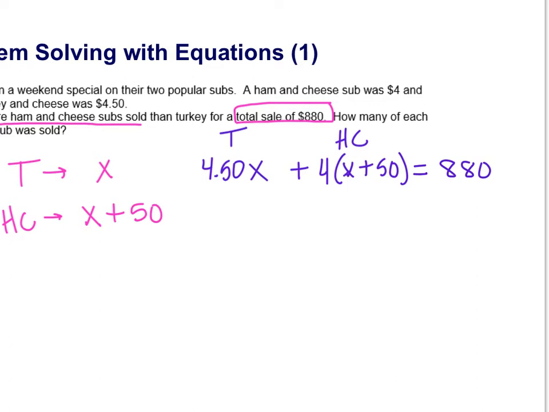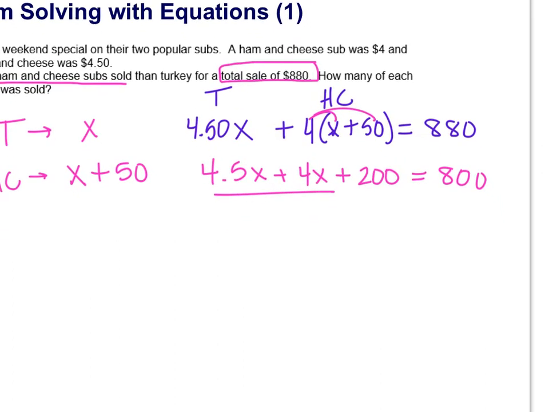Alright, so now we're going to solve the equation. Remember, if you see parentheses, you're distributing, so we'll start with the distributing. This is 4x plus 4 times 50 is 200. Carry down the $4.50 times x. I'm just going to go ahead and say 4.5x, same thing. And then equals 880. So we combine our like terms. 4.5x plus 4x is 8.5x plus 200 equals, did you guys catch the mistake that I made?